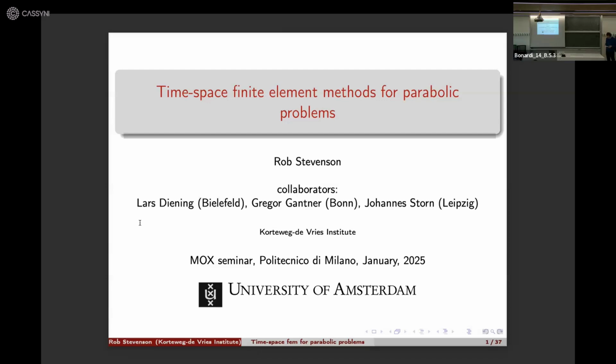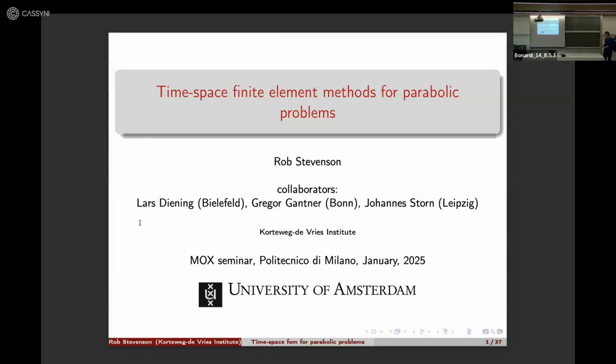Professor Stevenson is Professor of Applied Analysis at the University of Amsterdam, the Netherlands. He received his PhD from the University of Utrecht in 1990, a few years ago. And before being appointed professor at the University of Amsterdam in 2007, he worked at the University of Utrecht, the Eindhoven University of Technology, and the Rabat University. He is also serving on the editorial board of several prestigious journals in numerical analysis and computational mathematics.